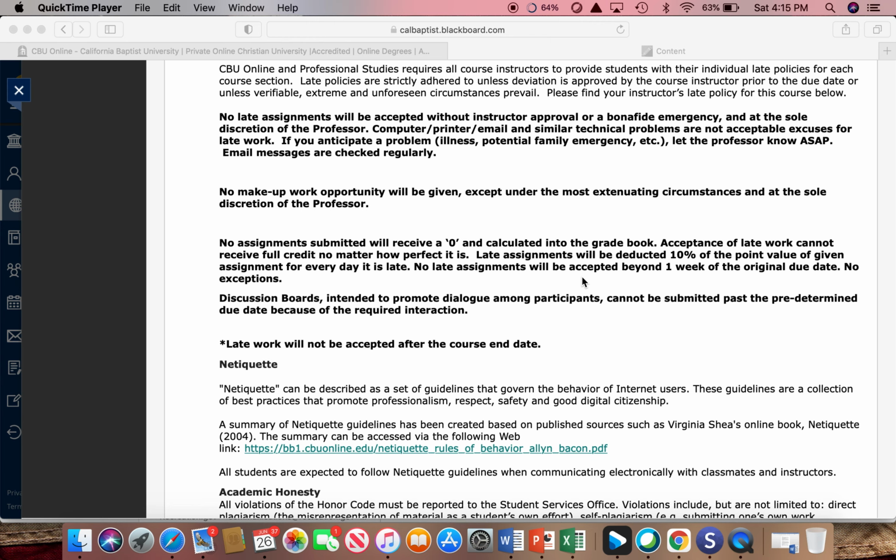Accepted late work cannot receive full credit no matter how perfect it is. Late assignments will be deducted 10% of the point value of the given assignment for every day it is late. No late assignments will be accepted beyond 1 week or 7 days of the original due date. No exceptions. Discussion boards, intended to promote dialogue among participants, cannot be submitted past the predetermined due dates because of the required interaction, and late work will not be accepted after the course end date.